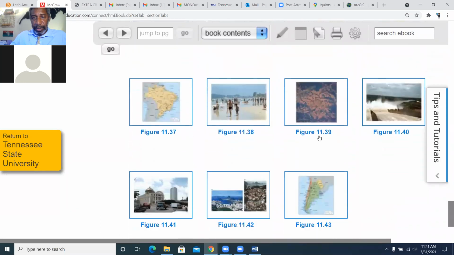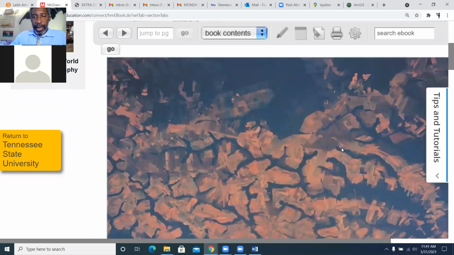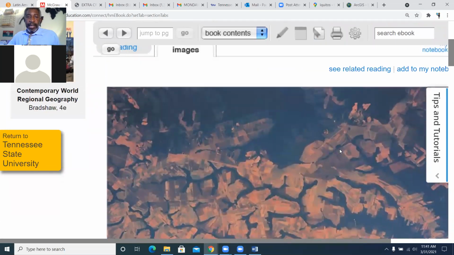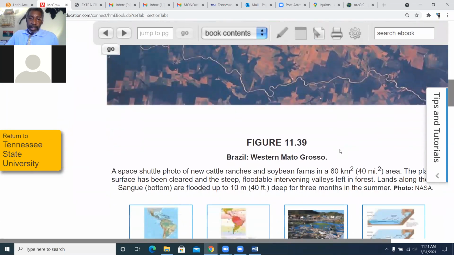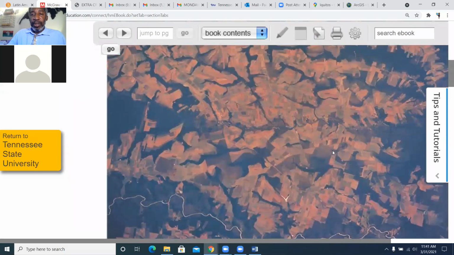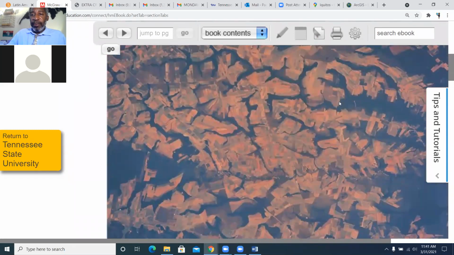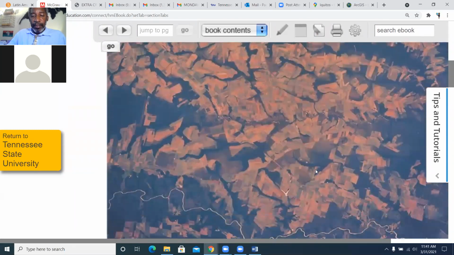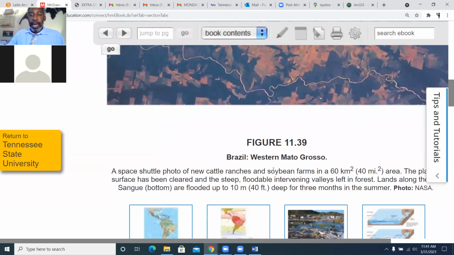So here we have figure 11.39, which is a remote sensing satellite image in the western Mato Grosso region of Brazil. And you can clearly see that forest has been cleared away for cattle ranches and soybean farms. And so the beef industry has grown significantly throughout Brazil specifically.